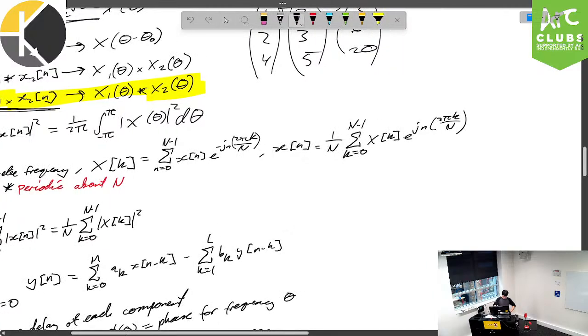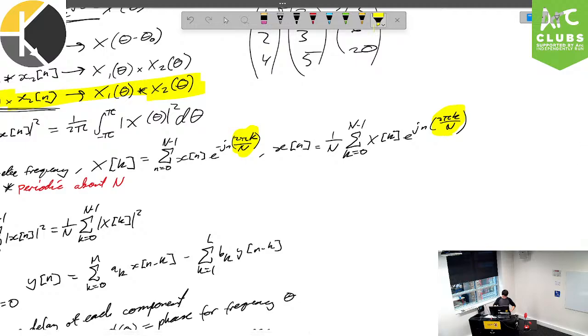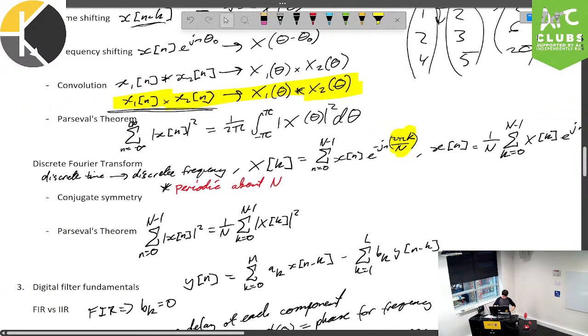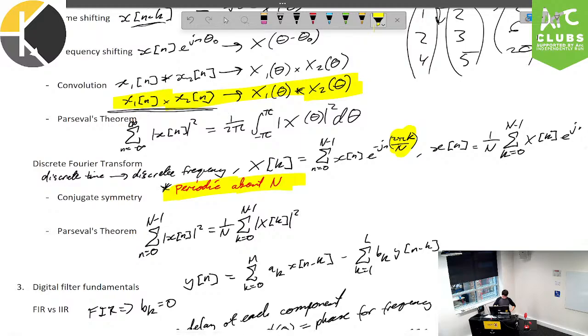So, just a little definition bit. Instead of using theta, we're now defining it as another kind of rotation between 0 and 2 pi, but just for our number of samples. We note that the discrete Fourier transform is periodic about n, which allows us to do this full rotation and skip out on a funky integral.